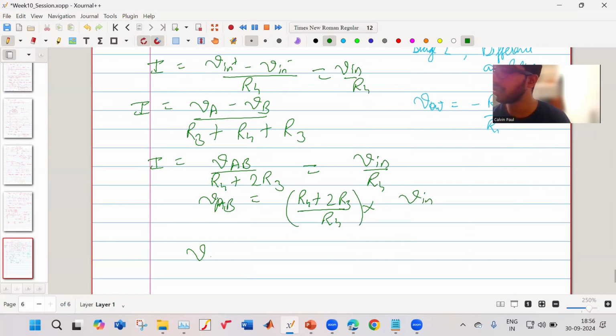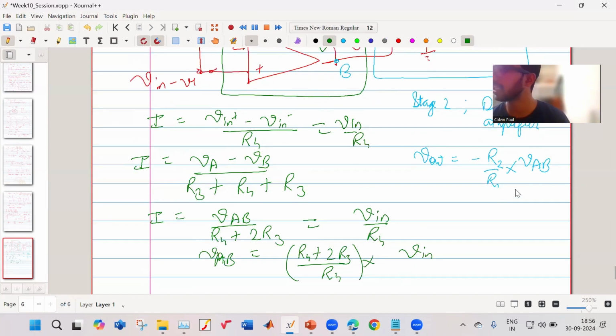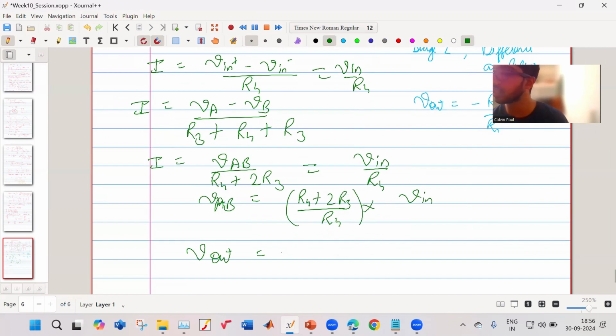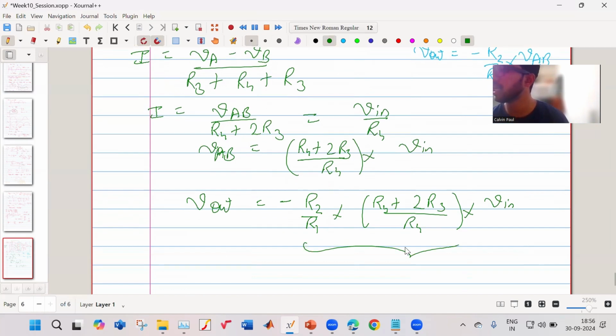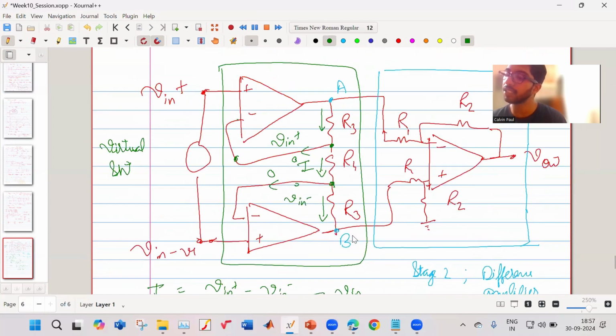And what is my V out? It is minus R2 by R1 into VAB. So it is minus R2 by R1 into R4 plus 2R3 upon R4 into V in. So this is my overall gain which we are able to achieve. Okay, and it is divided into 2 stages. We are getting that gain and we want high input impedance.